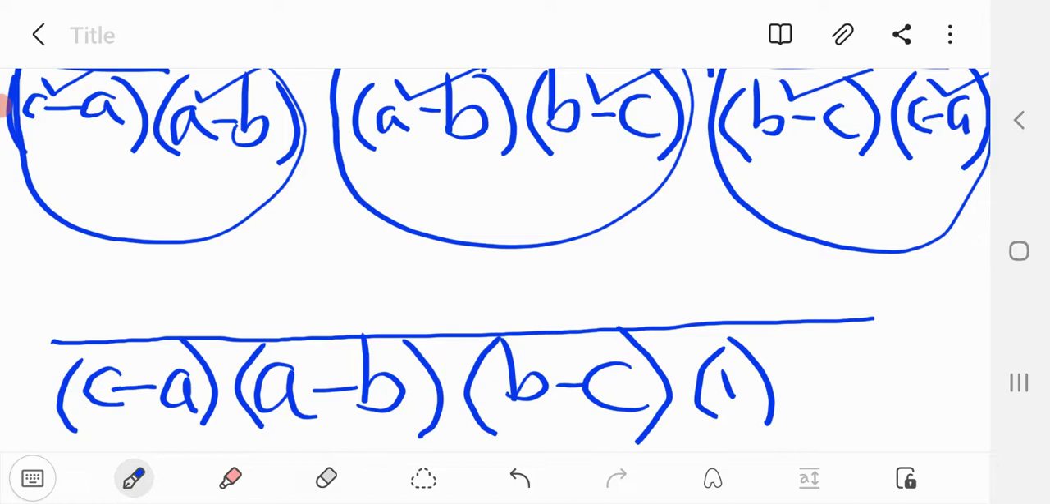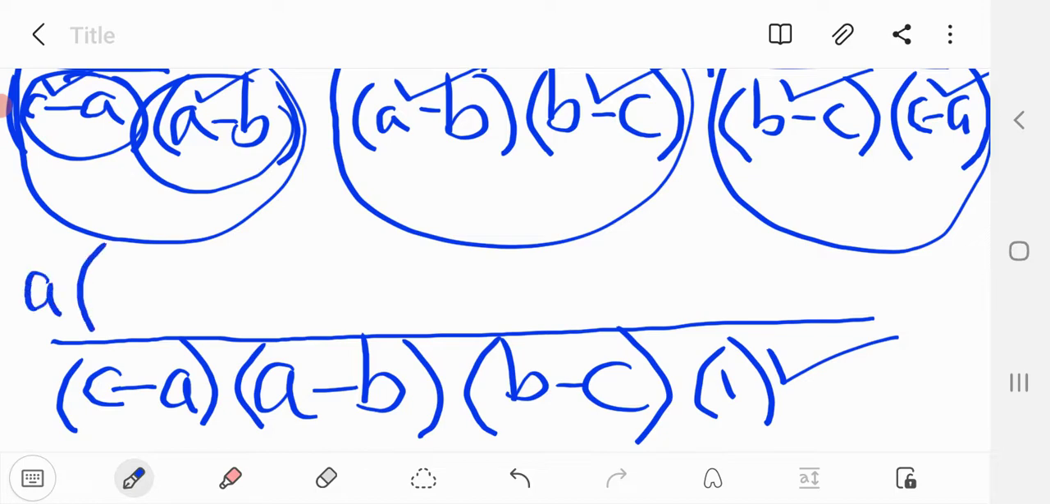Now before proceeding, the process is this: the whole denominator divided by c minus a and a minus b. So c minus a will be cancelled with c minus a, and a minus b will be cancelled with a minus b. The only factor that will remain is b minus c. So b minus c will be multiplied with the numerator. In the numerator we have only a, so it will become a multiplied by b minus c.